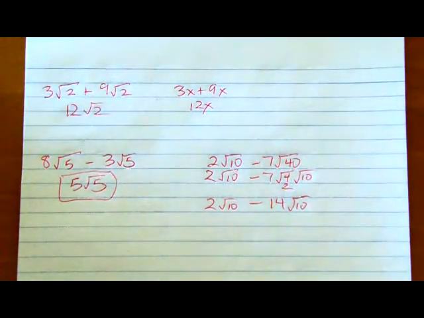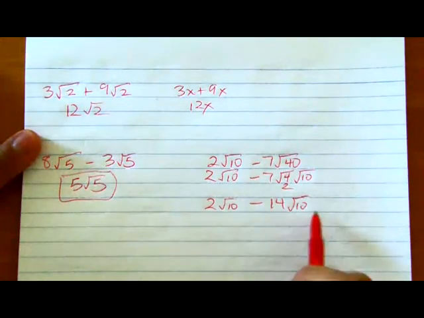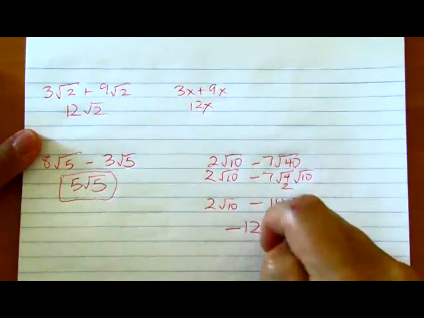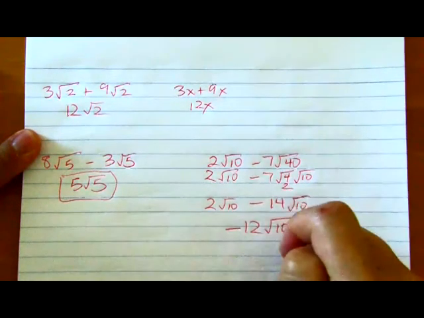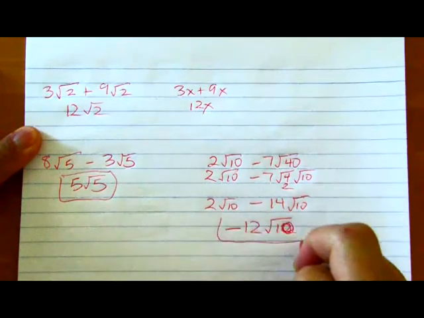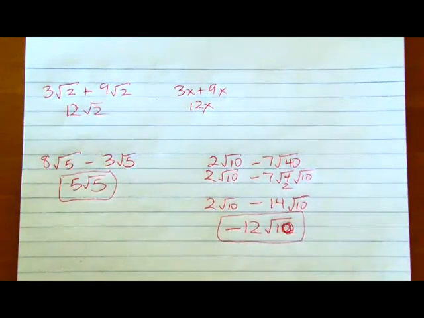Now we have like terms. Since the radicals match, we can subtract. Negative 12 radical 10. Let's try it again. Let's throw in some letters.